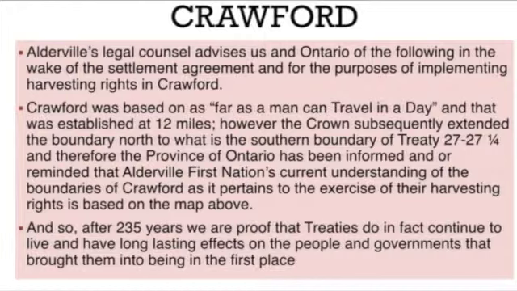However, the Crown subsequently extended the boundary north to what is the southern boundary of Treaty number 27 and 27 and a half. So the Crown unilaterally extended the boundary of what we knew as Crawford. If a man could walk 12 miles, the Crown unilaterally extended that boundary north. And so the province has been informed or reminded that Alderville First Nation's current understanding of the boundaries of Crawford, as it pertains to the exercise of our harvesting rights, is based on the map above.